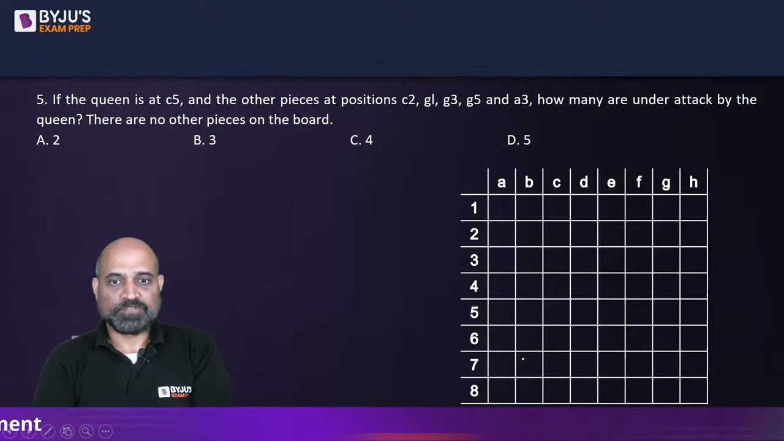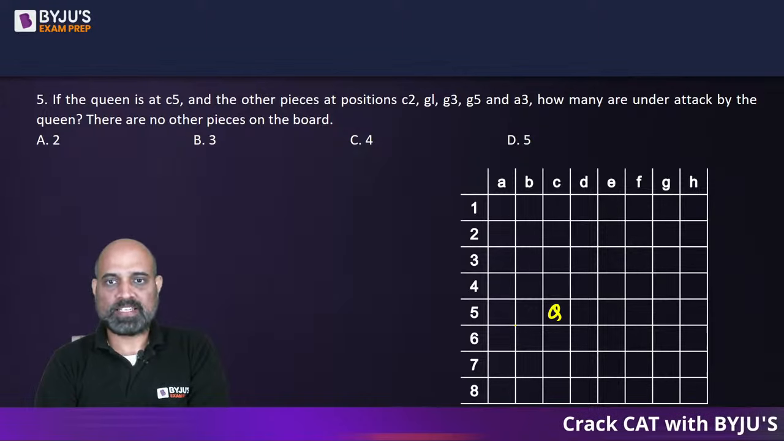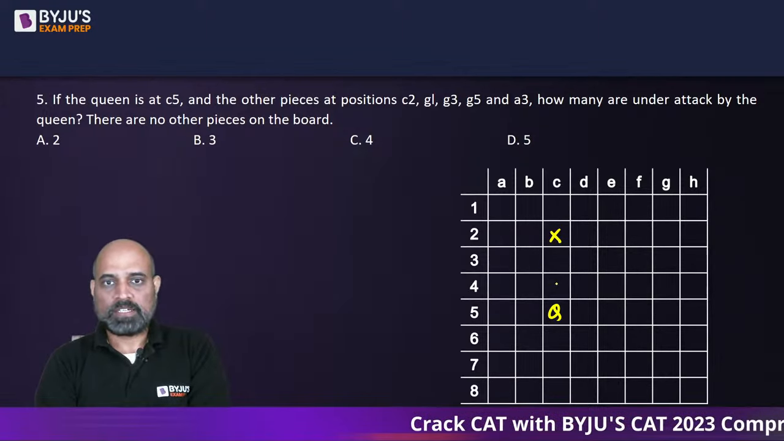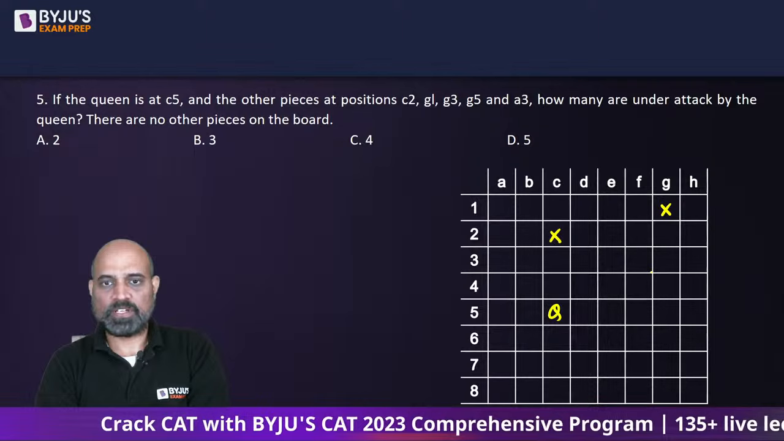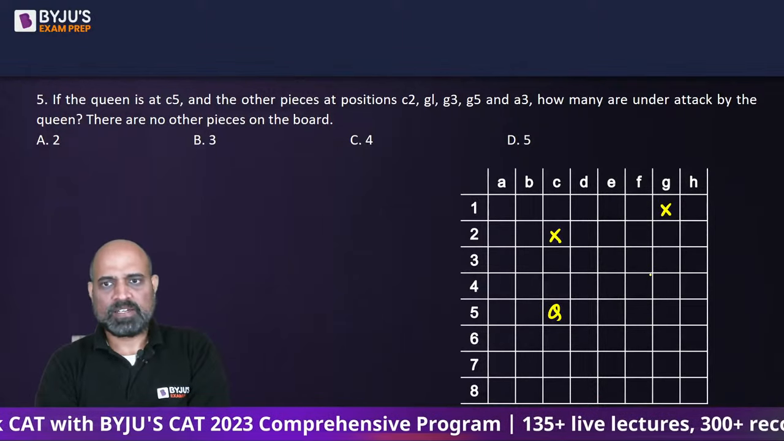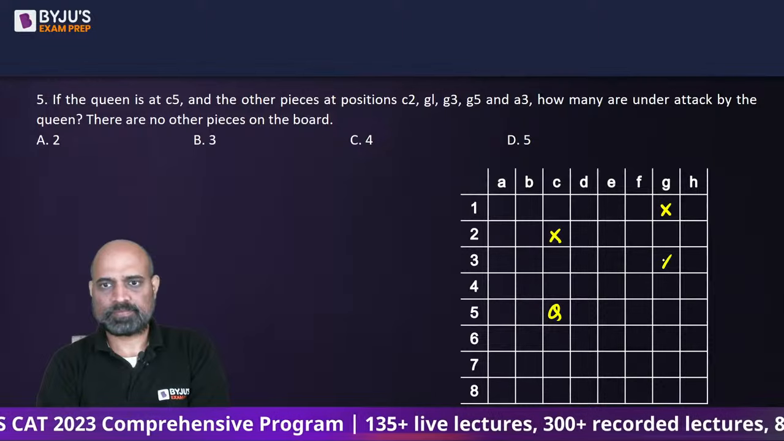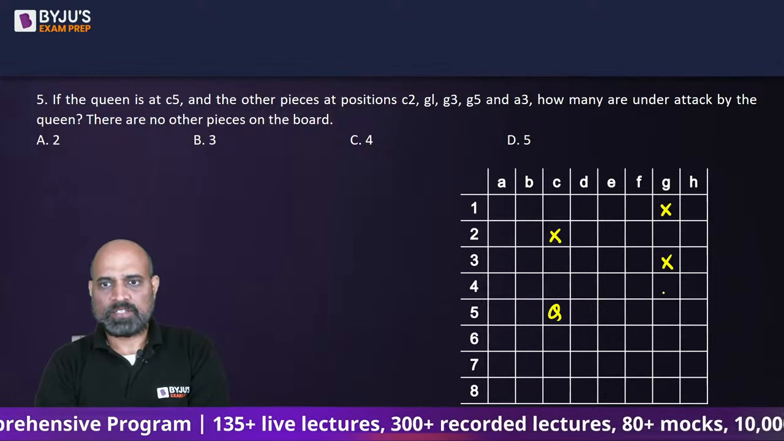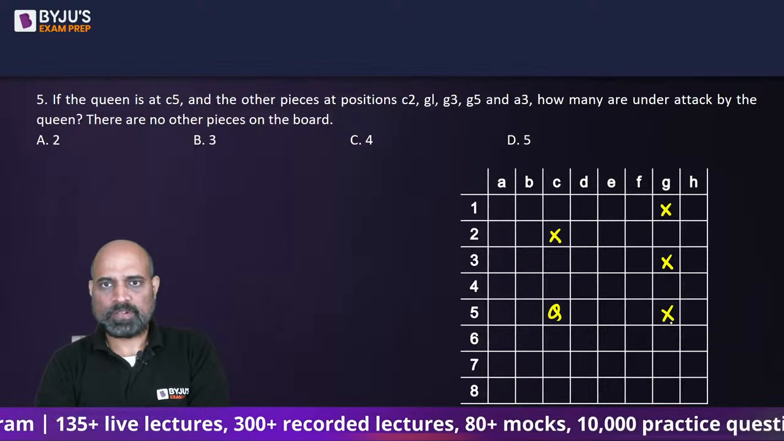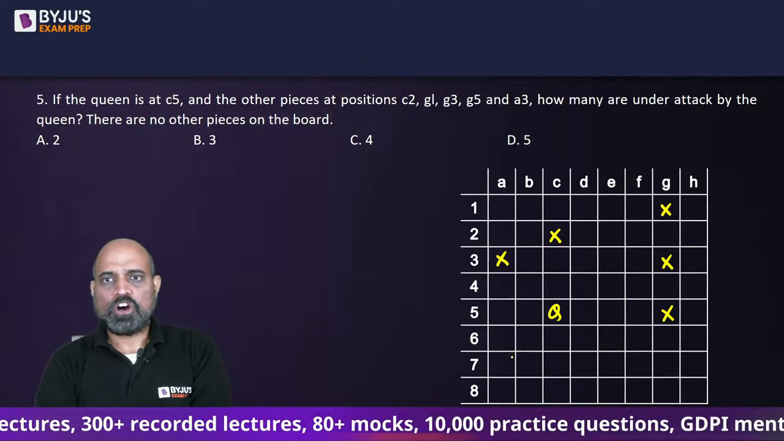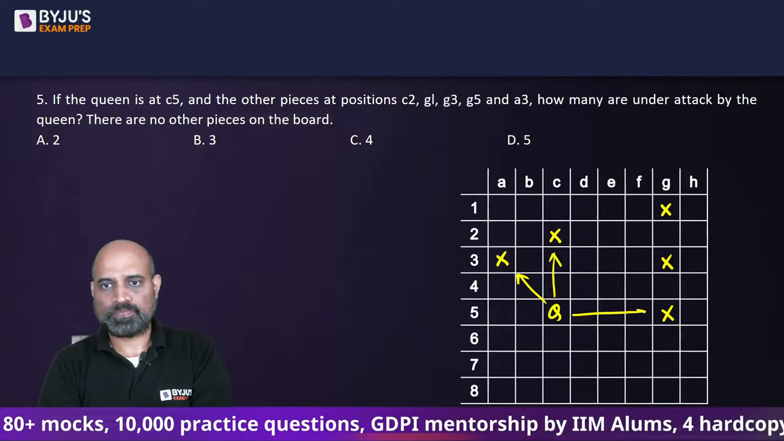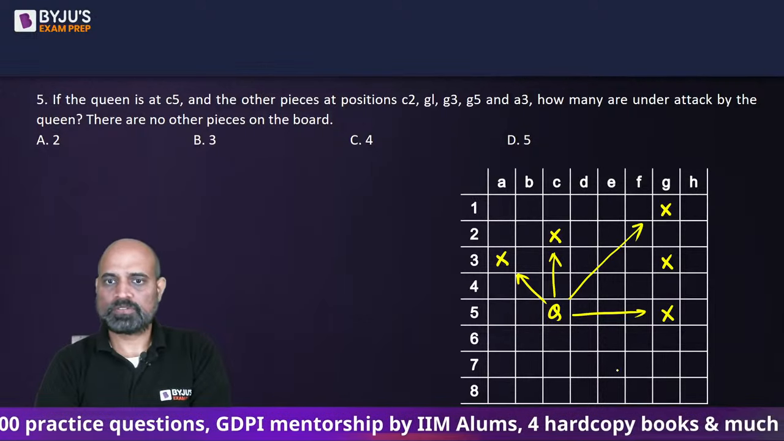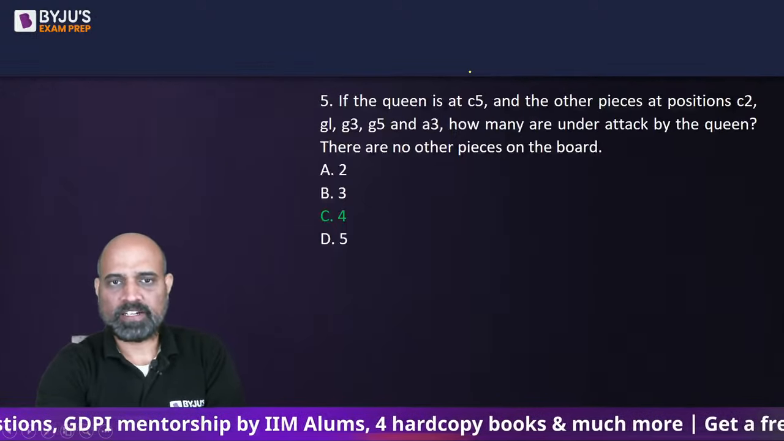First, if the queen is at C5 and the other positions are at C2, G1, G3, G5, and A3. How many are under attack by the queen? So 1, 2, 3, 4. Can you see 4 pieces are under attack?